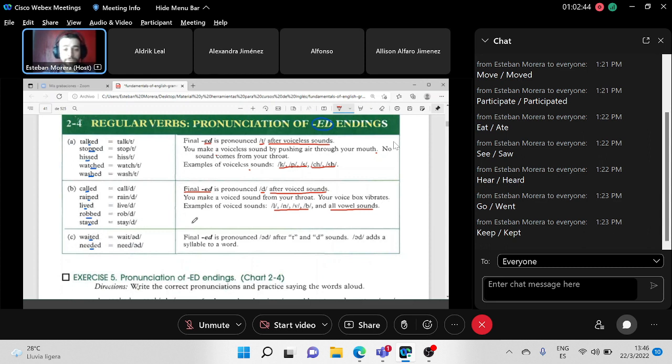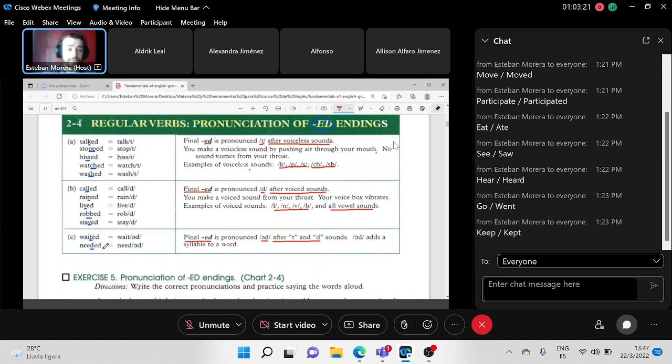Rule number 3: final ed is pronounced id after letter T or letter D. If you pay attention to these two examples, the final sounds are letter D or letter T. Wait, final sound, letter T. Pronunciation of the ending: id. Pronunciation of the verb in the past tense: waited.